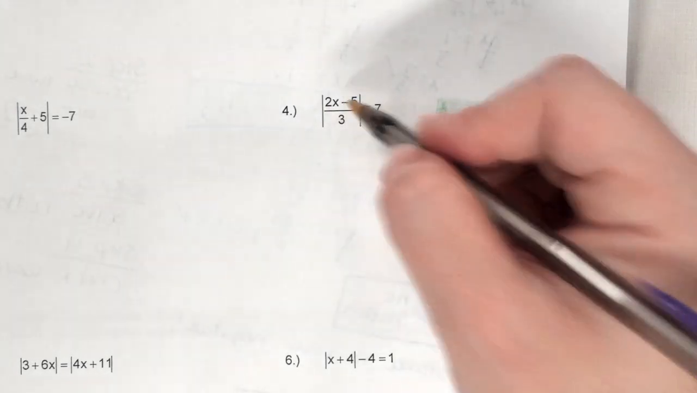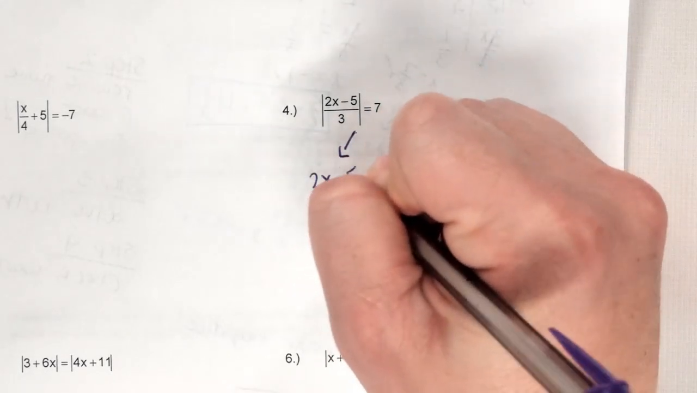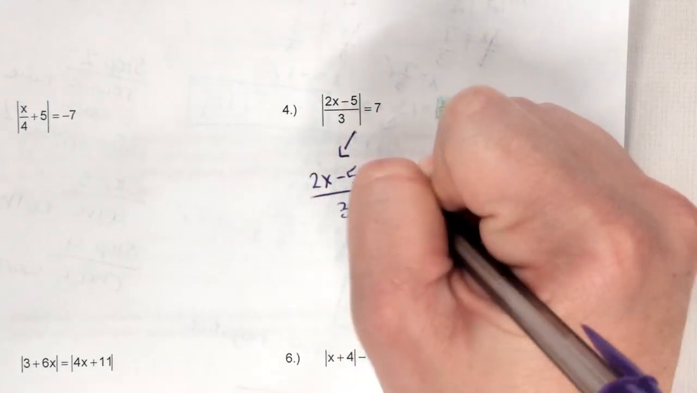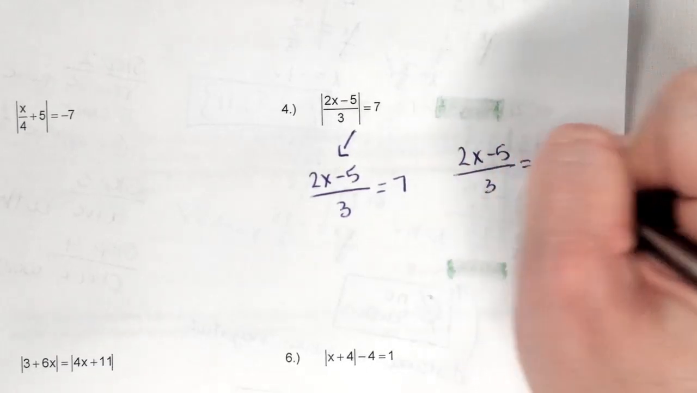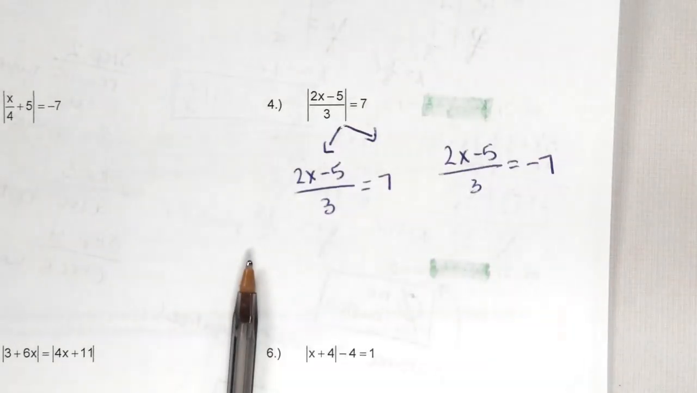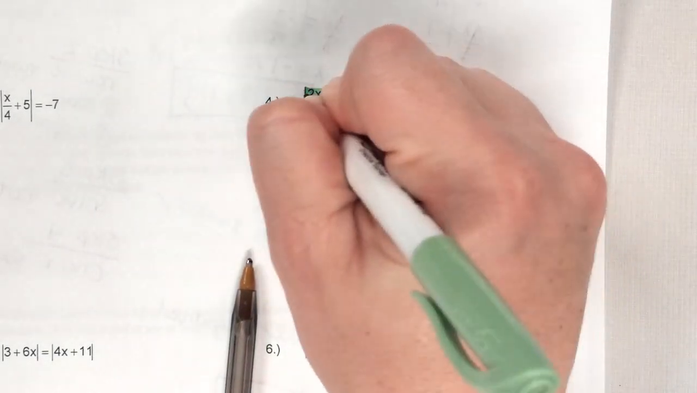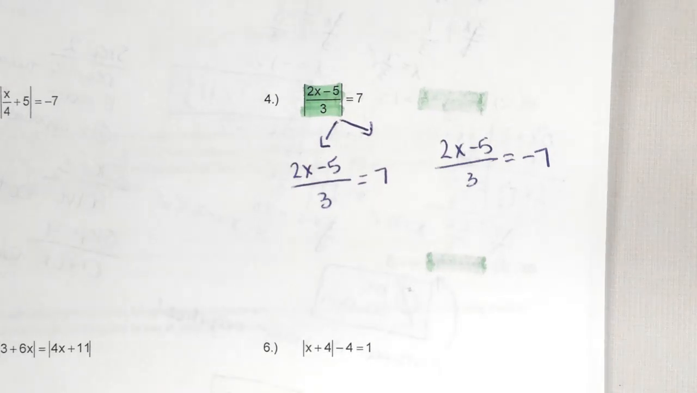My absolute value is alone, so I have to rewrite it. So I'm going to rewrite it exact. Oh, yeah, after that you have to. And then I'm going to rewrite it equal to the opposite, so equal to negative 7. Because that divide by 3 is inside the absolute value bars, so that whole thing is your absolute value. How do I solve this? I have to multiply both sides by 3.